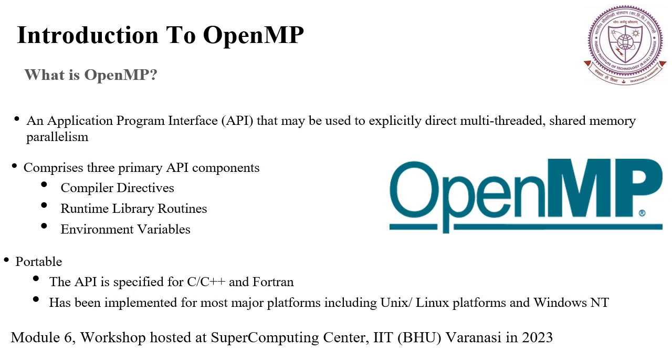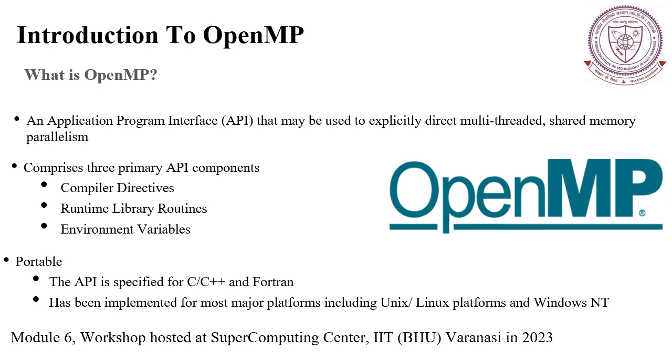OpenMP comprises three primary API components. The first one is compiler directives. These are special annotations which are inserted into the source code to guide the compiler in parallelizing the code. The second one is runtime library routines. These are a set of functions that manage the creation, synchronization, and termination of threads. The third one is environment variables. These are configuration settings that control the behavior of OpenMP programs, such as the number of threads to use. So this is covered by environment variables.